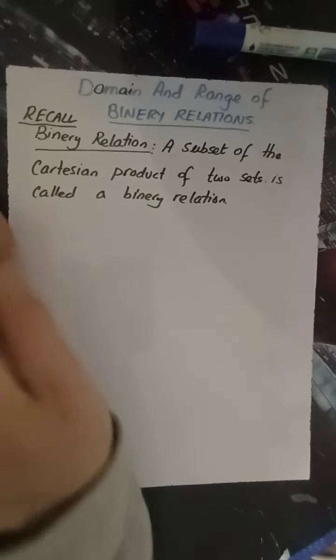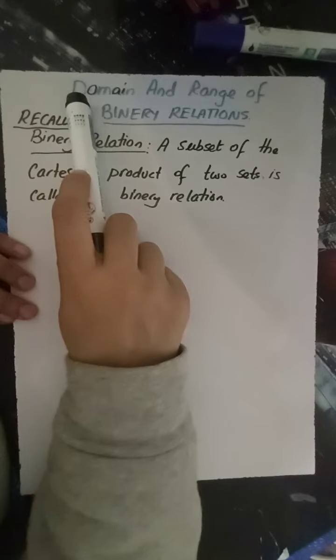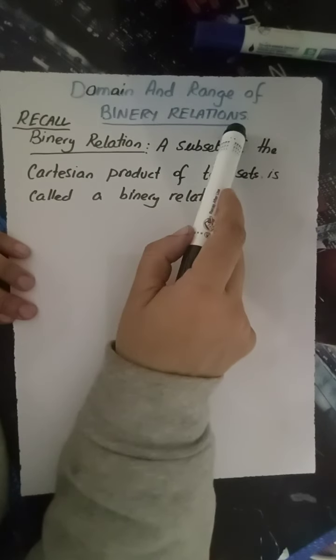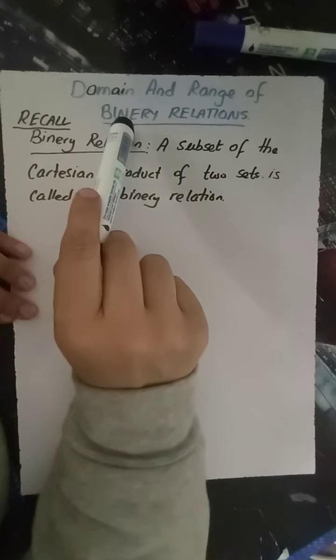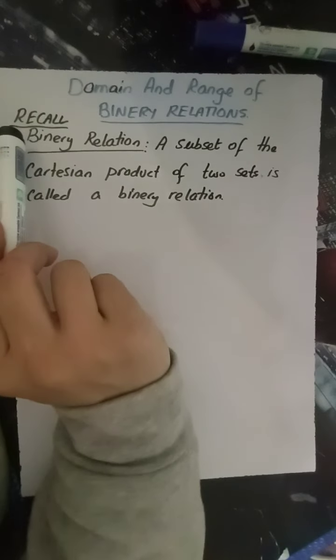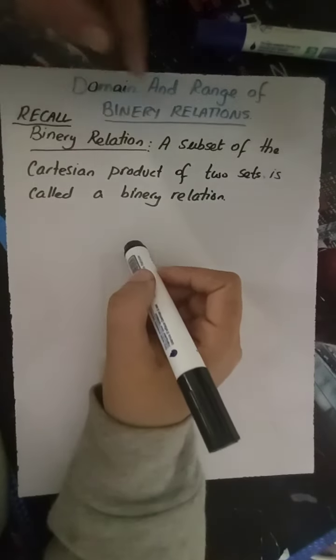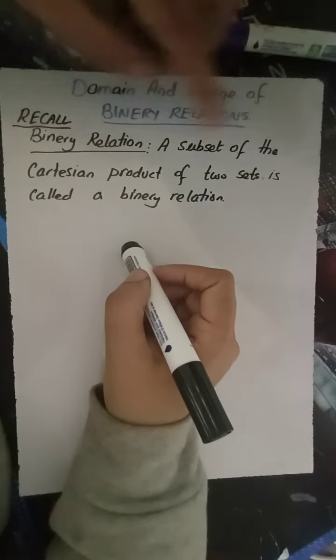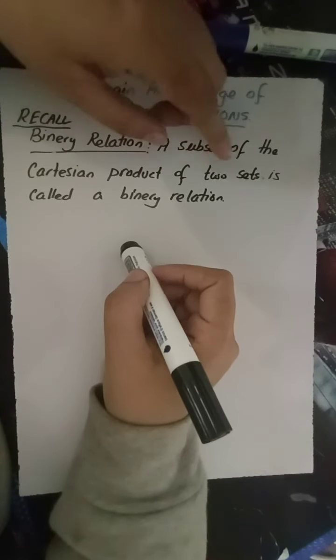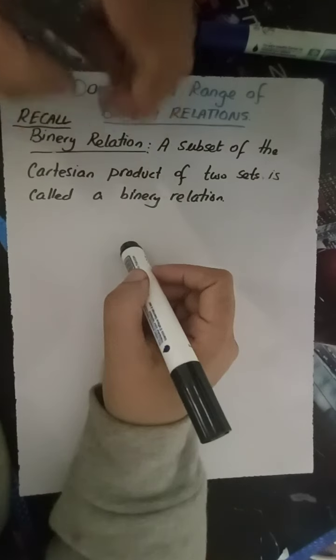Bismillahirrahmanirrahim. Today's lecture is about the domain and range of binary relations. But before going into the topic, first of all, we need to recall the definition of the binary relation. The definition was that a subset of the Cartesian product of two sets is called a binary relation.